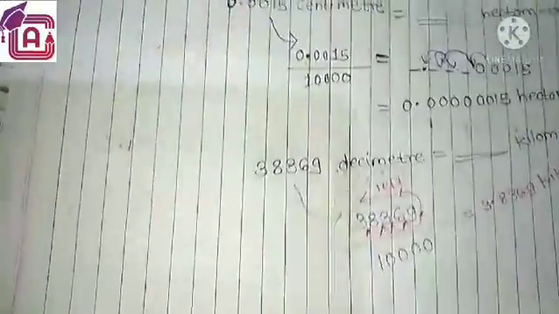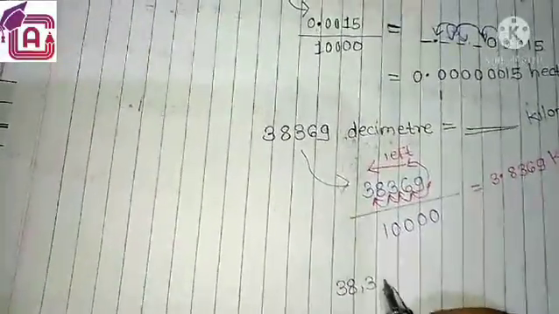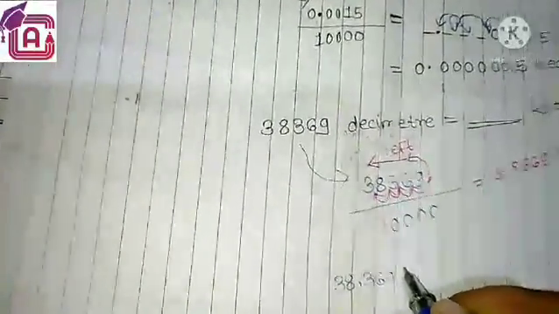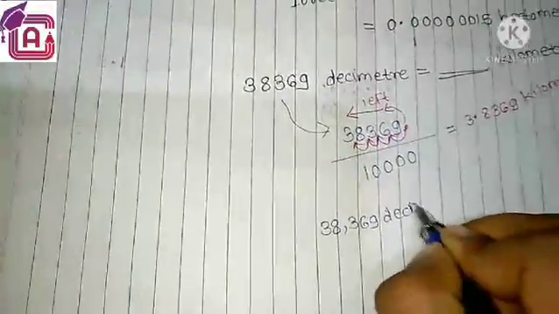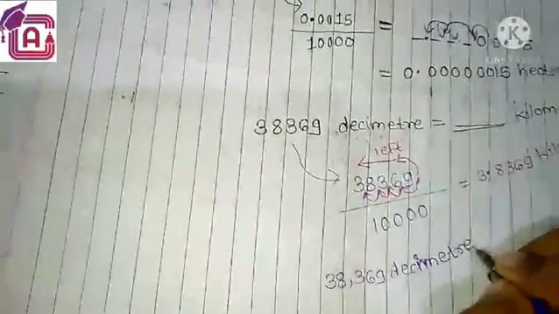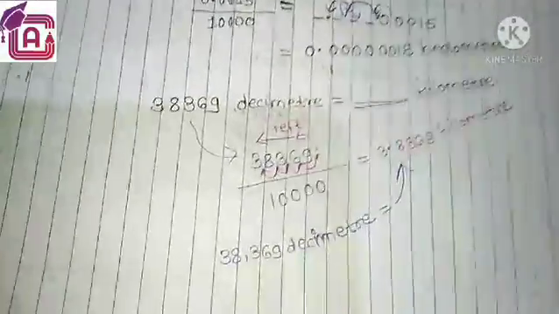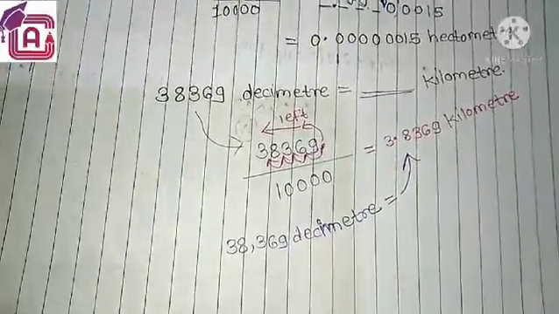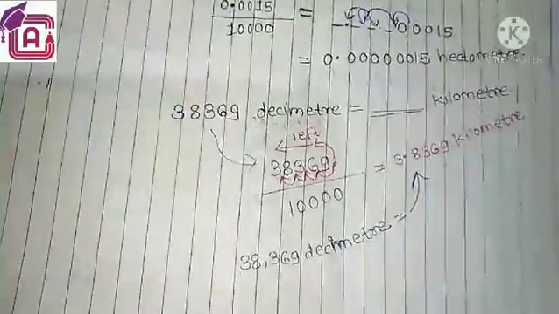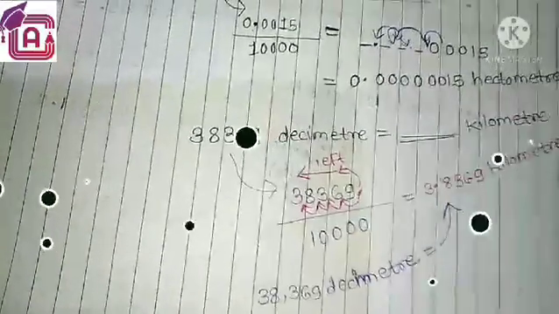That is, 38,369 decimeter is equal to 3.8369 kilometer. So in this way you can use the decimal point for the conversion of units of distance, or for the measurement of length and distance.